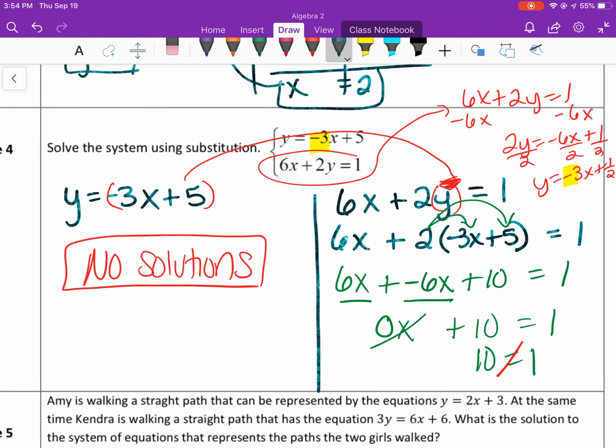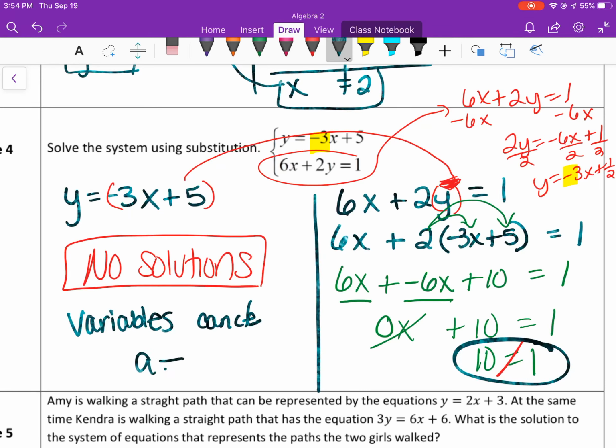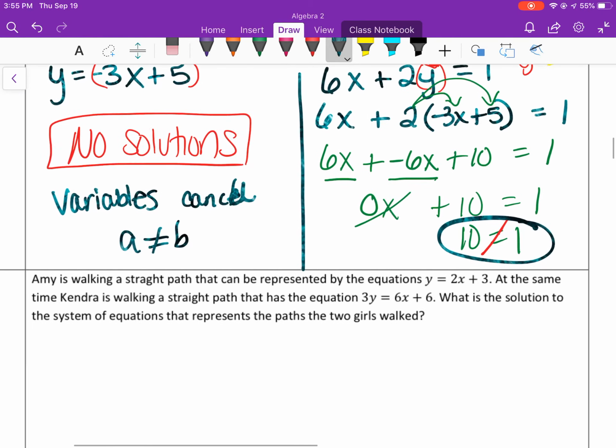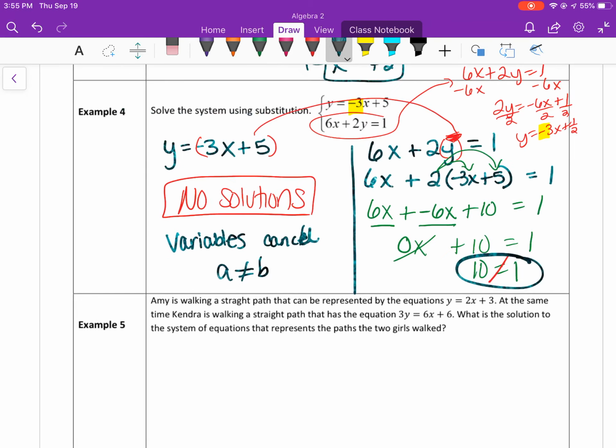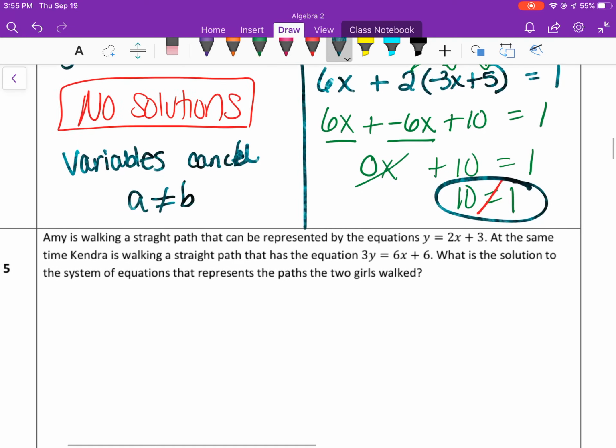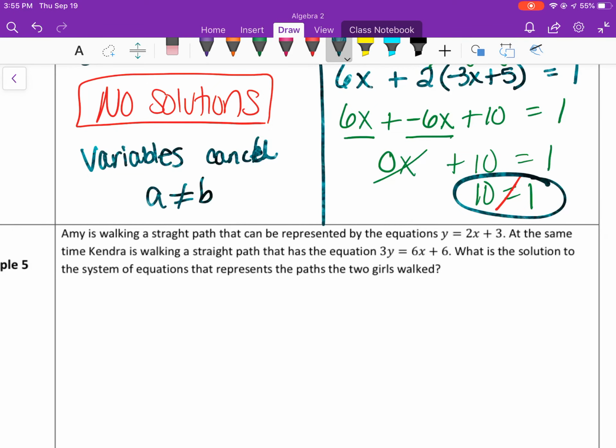And then algebraically, we get down to something like this. So your variables cancel, and you get like A that does not equal B, like two numbers that do not equal each other. Cancel. Okay.